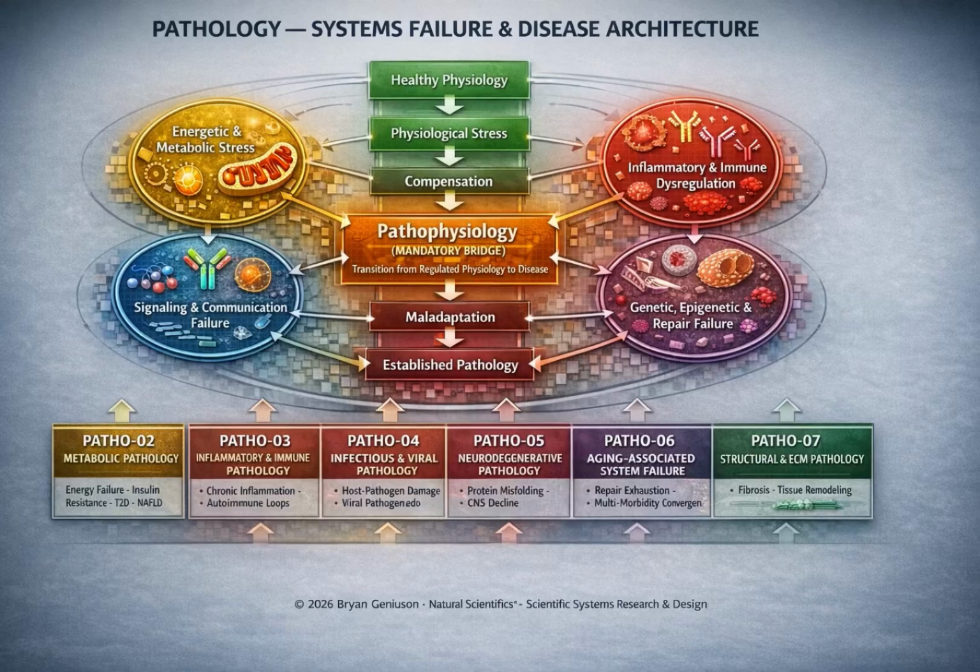interactions and immune-driven tissue damage; Neurodegenerative Pathology, centered on protein misfolding, synaptic failure, and neural energy collapse; Structural and Extracellular Matrix Pathology, examining fibrosis, tissue stiffness, and biomechanical signaling failure; and Aging-Associated System Failure, where cumulative damage overwhelms repair capacity across multiple systems. Together, these subseries allow pathology to be understood as an interconnected biological process rather than a collection of isolated diagnoses, tracing disease from early regulatory distortion through advanced multi-system dysfunction.